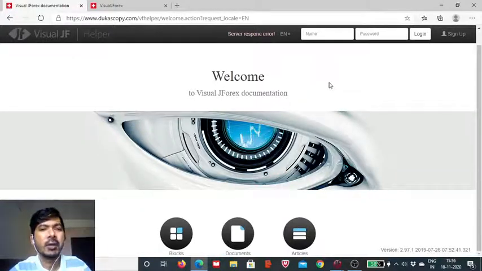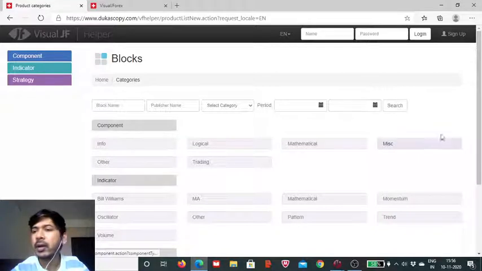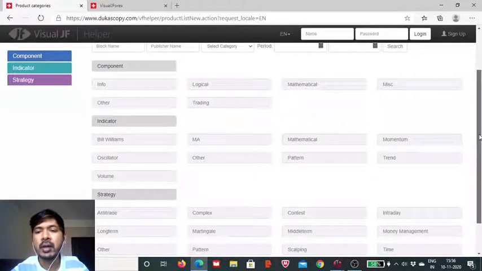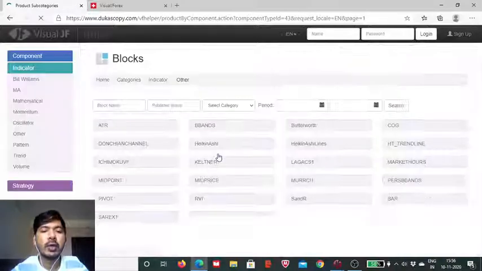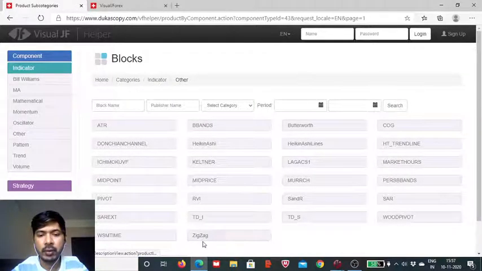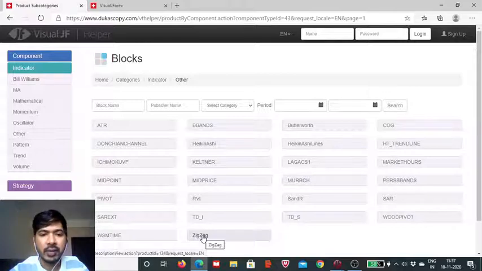Myself Vaibhav. In today's session of Visual JForex, I will be demonstrating to you the use of the indicator block named ZigZag. This is an indicator which is utilized to determine the trend of the underlying instrument, and we will see how we can use this indicator block to design and develop the algorithmic setup on the Visual JForex platform. So here it is, this indicator included under the other classified indicators.